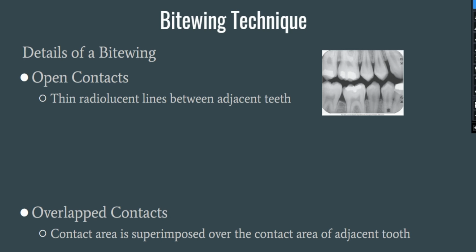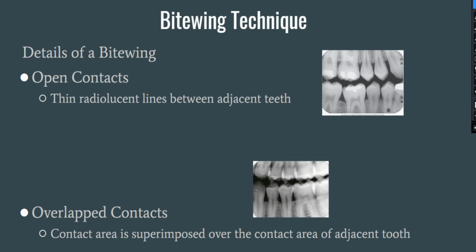And then you can see in this picture, we have the overlapped contact. So how you can see the outline of the other tooth superimposed across the adjacent tooth. So here we have an overlap, here we have an overlap, and then on the maxillary there's an overlap here, and then there's an overlap here. So that could almost be considered a non-diagnostic x-ray just because of the amount of overlap that is there.